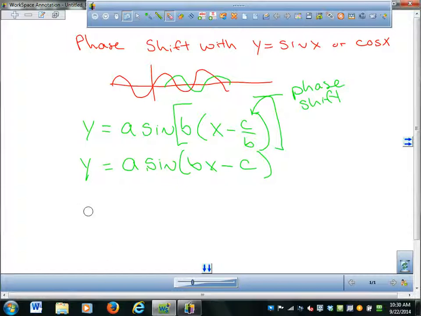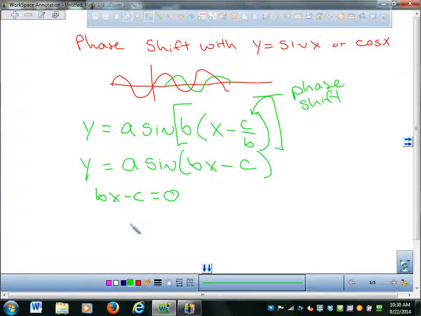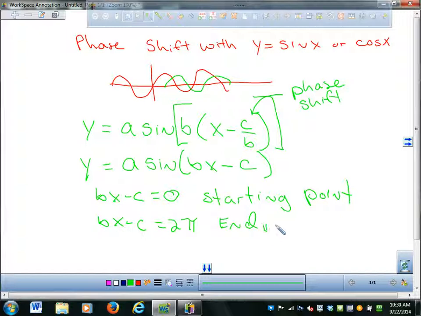A couple little formulas which I don't like to use, but I'll tell you what they are, is that bx minus c equals 0. If you solve this for x, this gives you the starting point of one period of your function. And if you said bx minus c equals 2 pi, and you solve that for x, then you would get the end point of one period of your cycle.